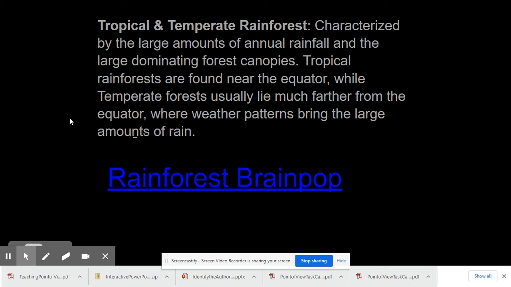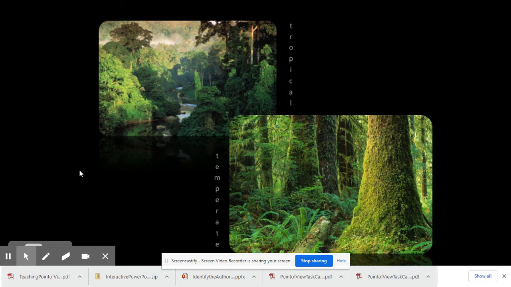Then we have the tropical and temperate rainforest. This is characterized by the large amounts of annual rainfall and the large dominated forest canopies. Tropical rainforests are found near our lovely equator, while temperate forests usually lie much farther from the equator, where weather patterns bring those large amounts of rain. And there's even another Brain Pop here specifically on rainforest. There's some pictures here of the tropical rainforest versus temperate rainforest.